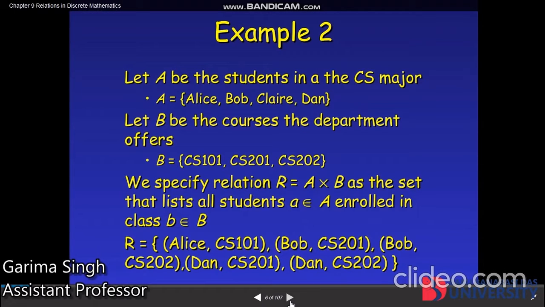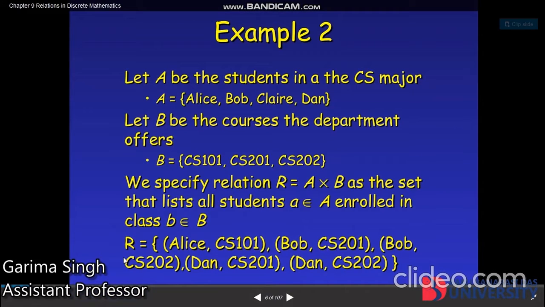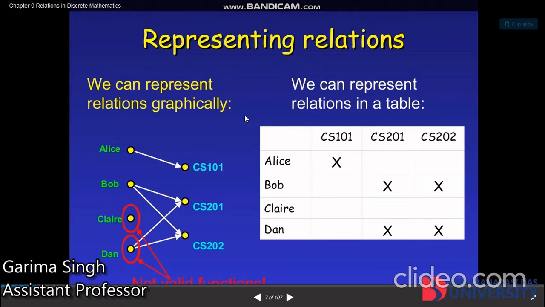Let us consider another example, example 2. Let A be the students of a CS major and B be the courses. These are the courses, these are the student names. We specify the relation R, a subset of A Cartesian product B, as the set that lists all the students a belonging to A enrolled in class b belonging to B. See the relation R. This is the relation that specifies which student belongs to which course. And what is the way in which you can represent a relationship?